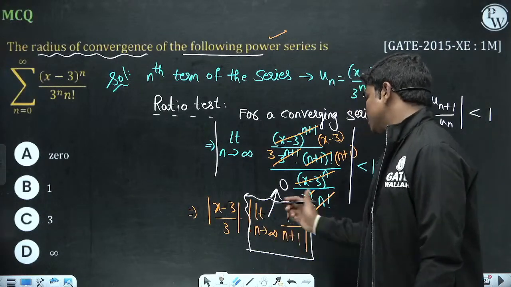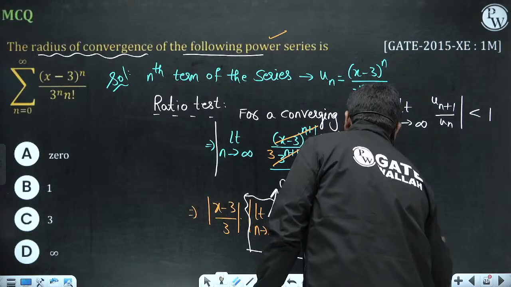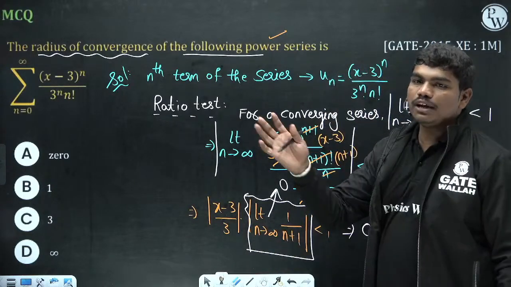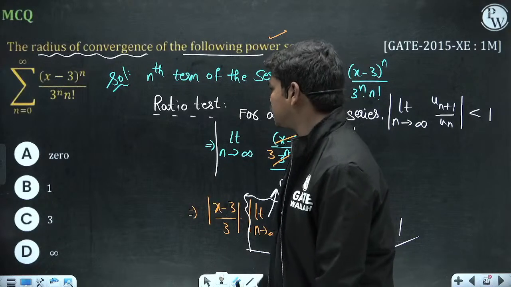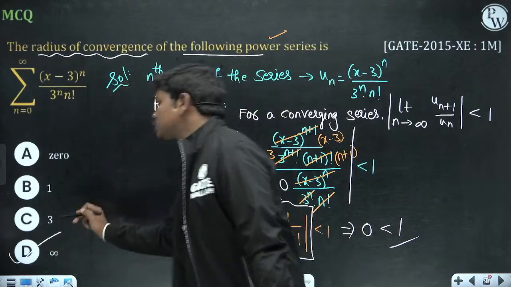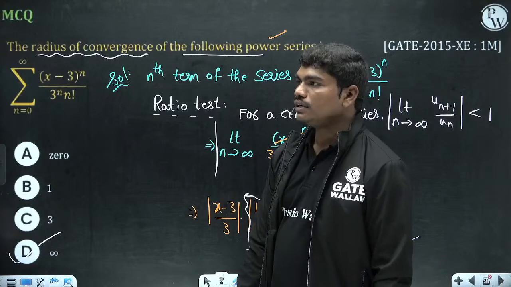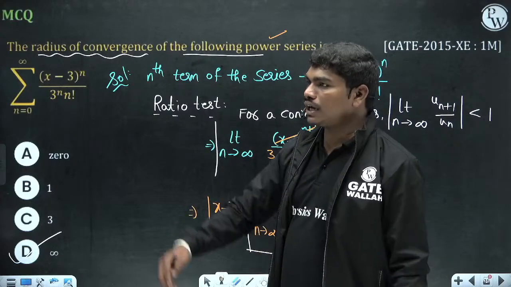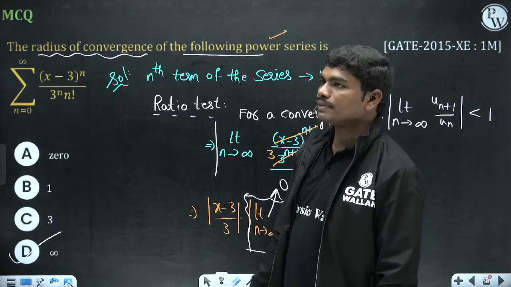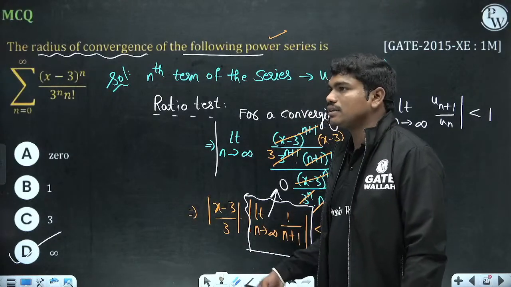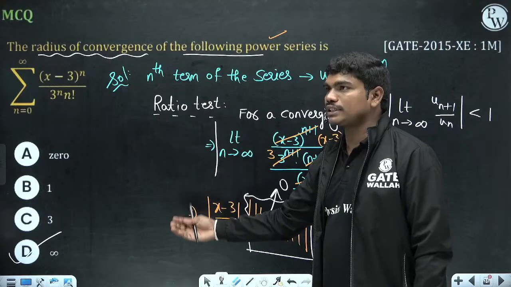So this is 0. Definitely, whatever the value of x might be, this is always less than 1. So at any value of x from minus infinity to plus infinity, the series always converges. That's why the radius of convergence is infinity. The Stirling formula we generally use for alternating series and so on, so right now let us go with the ratio test. For power series, whenever un is directly given, it is better to go for the ratio test. Clear?